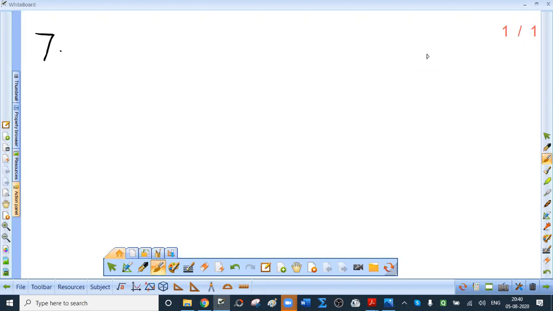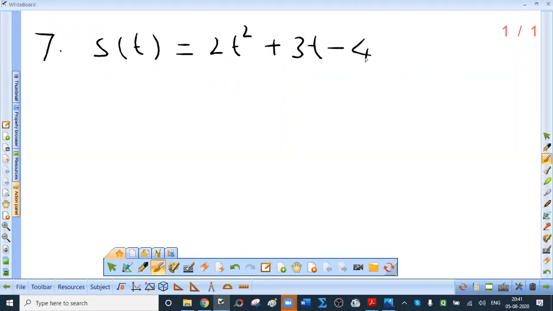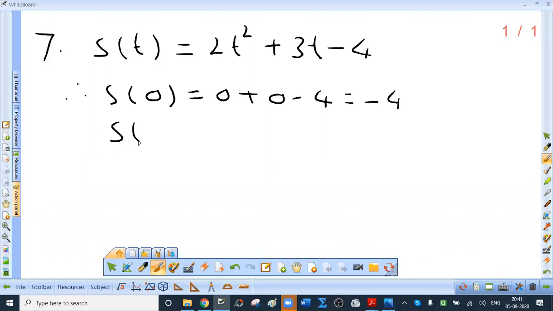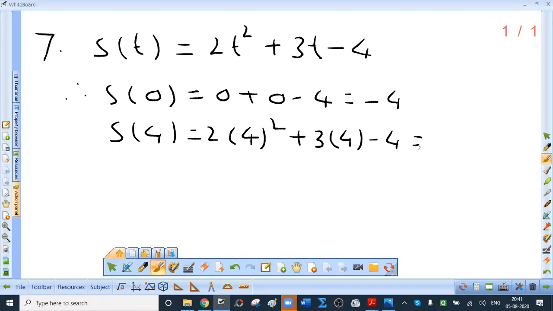Start writing the solution. What is s of t? This is the displacement function. S of t is given to be 2t square plus 3t minus 4. So what is s of 0? S of 0 is 0 plus 0 minus 4. That is nothing but minus 4. What is s of 4? It is 2 into 4 square plus 3 into 4 minus 4. Tell me what is s of 4?